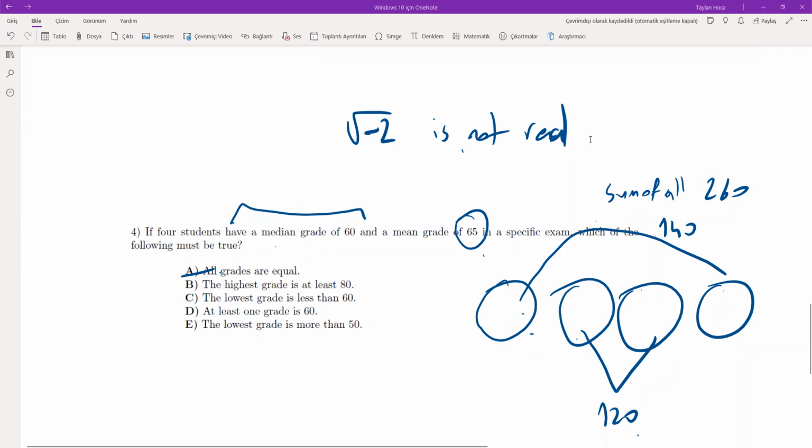The highest grade is at least 80. So highest and lowest have a sum of 140. Then please tell me the maximum grade for the lowest. So this guy can be what? Highest. The minimum has a maximum value of what? So the minimum cannot be greater than that value. What is that value?